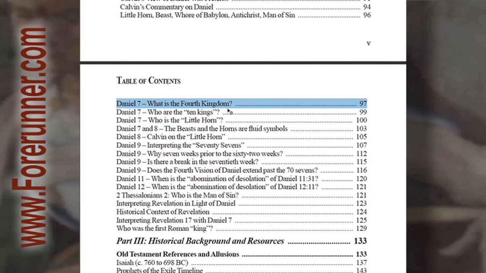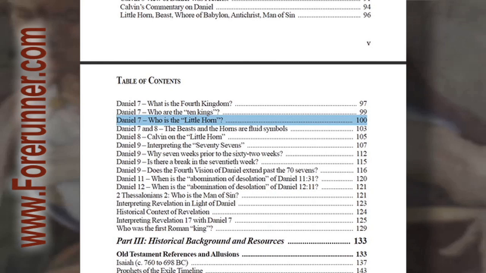Is it Rome, or does that also include part of the Greek kingdom, which would be the Seleucid and Ptolemaic periods? Then we have the question of who are the 10 kings. That's very controversial, even among preterists. Who is the little horn? Again, there's disagreement on that. Some people say it's Nero. Some people say it's all the Roman emperors. Some people say it's Vespasian or Titus. I hold the view that it's Nero in the book.